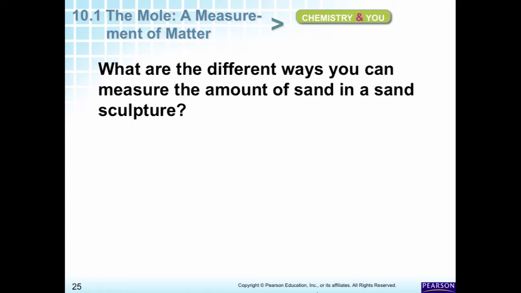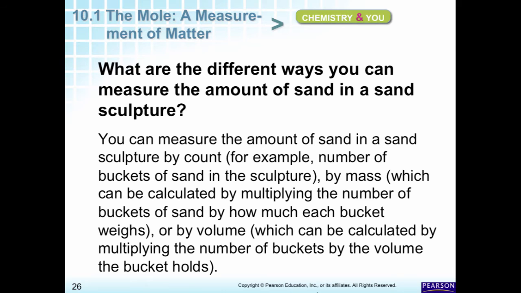So, how can we measure sand in a sand sculpture? We mentioned that earlier. We could count. We could look at volume. We could measure its mass. We could take a representative piece of it and try to extrapolate how much is there. So, count.